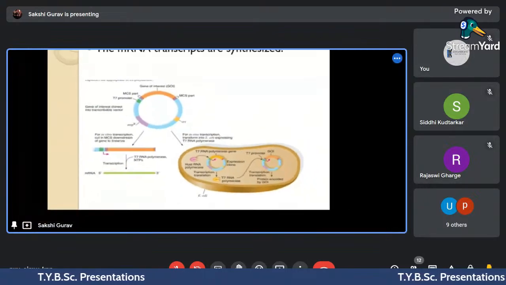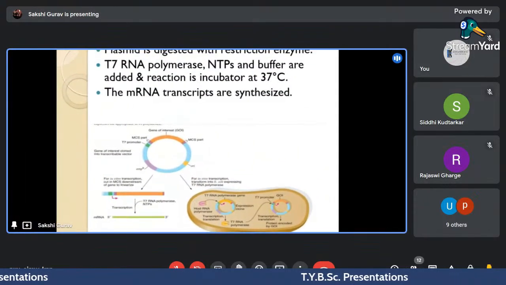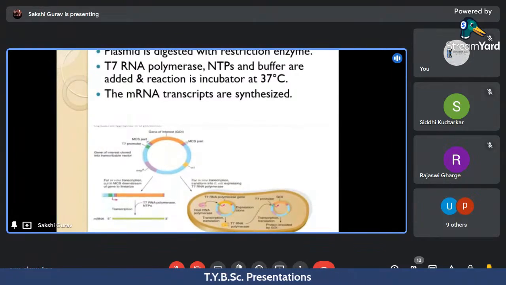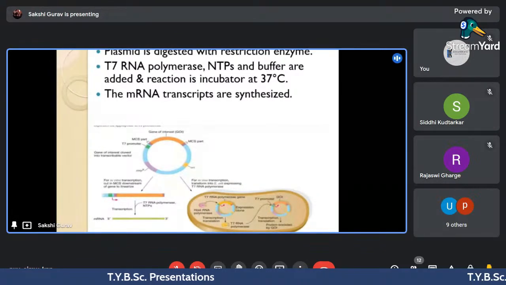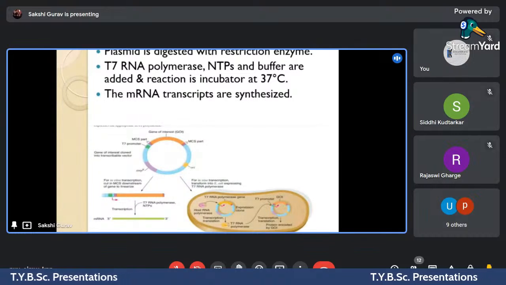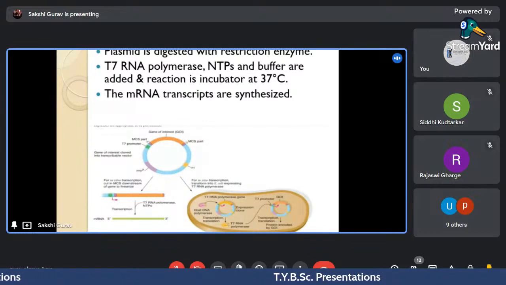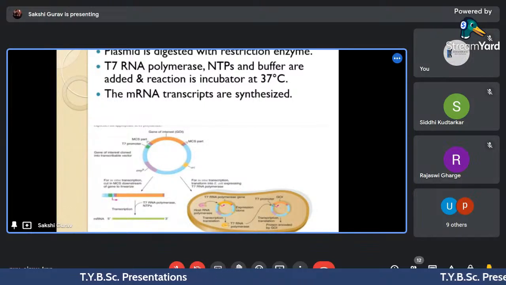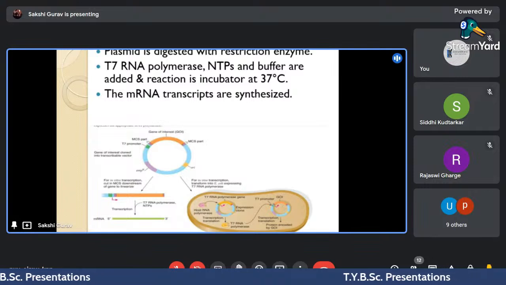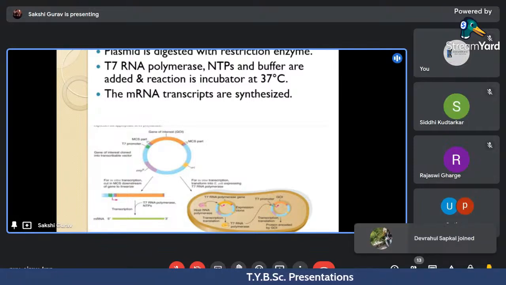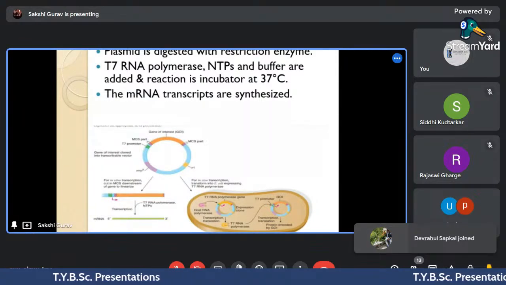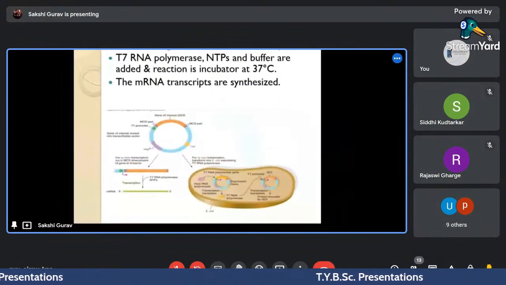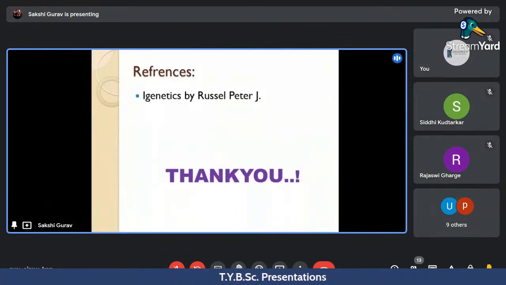E. coli. So if we are doing this reaction in vitro, we will be adding T7 RNA polymerase, then NTPs and buffer, and this reaction is incubated at 37 degrees Celsius. So this is how the mRNA which is not transcribed fully will be transcribed by using these vectors. So that's it. I have referred to iGenetics for it. Thank you, sir.